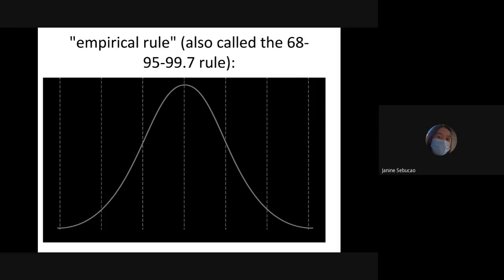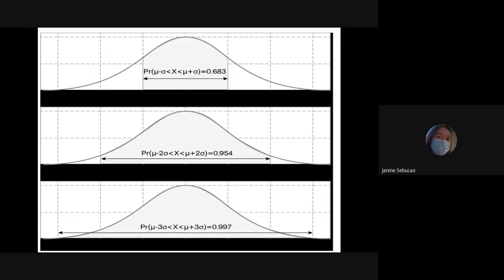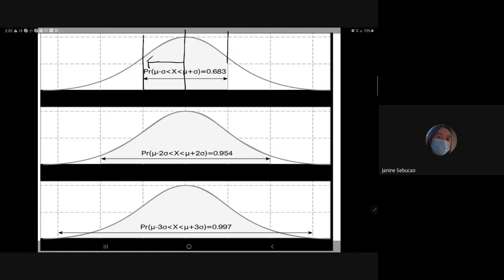So we've mentioned the empirical rule. It's called the 68, 95, 99.7 rule. When you say 68%, approximately 68.3%, those are scores one standard deviation above the mean and one standard deviation below the mean. This is the mean, the median, and the mode. From this point going to this point is one standard deviation below the mean, and this is one standard deviation above the mean.